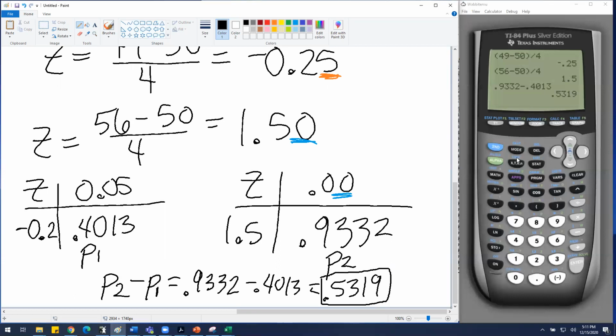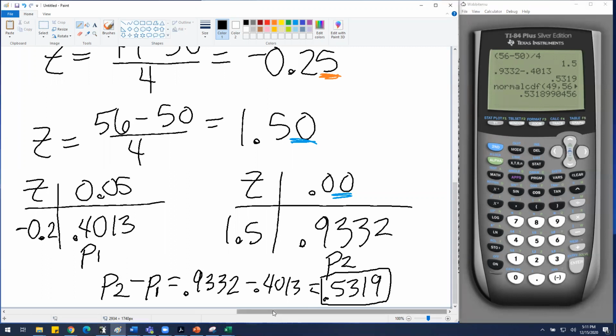If you're doing it in the calculator, second VARS, normal CDF. The lower value was 49. The upper value was 56, mean of 50, standard deviation of 4. Paste your answer. And round to 4 decimal places, it does match what we found by hand.